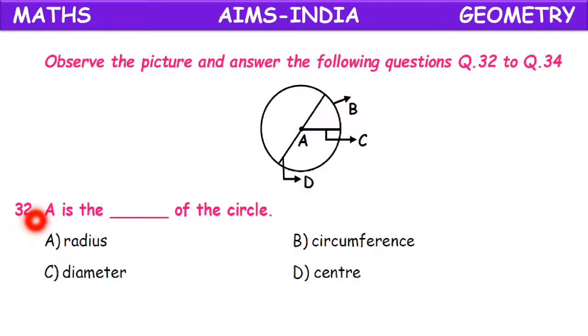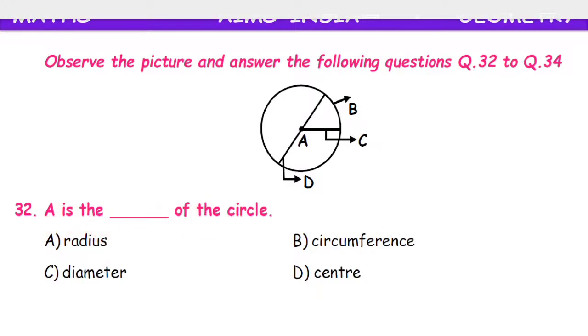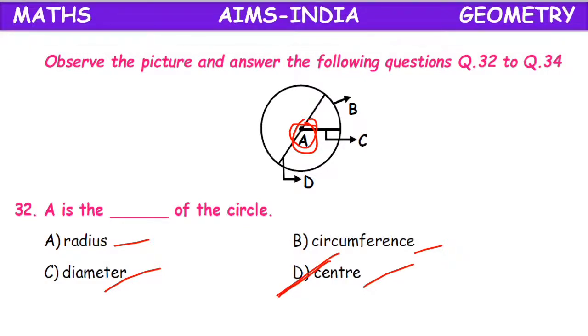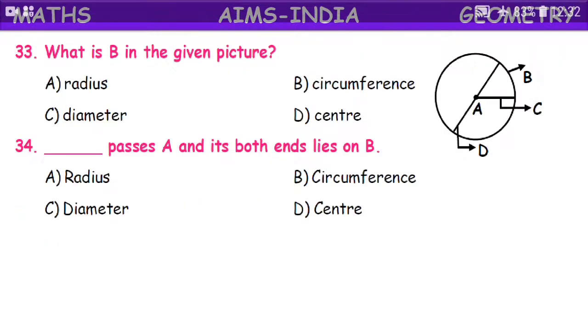Now next question 32. In the given figure, we have to find out A is the dash of the circle. Where is A? A is here. And A is a point. Now what point is it? Is it a radius, circumference, diameter or center? A is in the middle of the circle. So A is nothing but the center of the circle. Yes. So that is a correct answer.